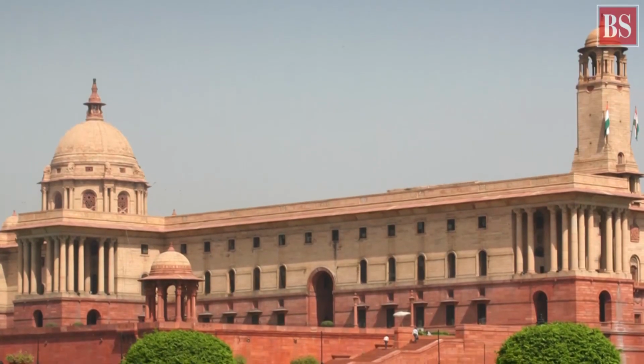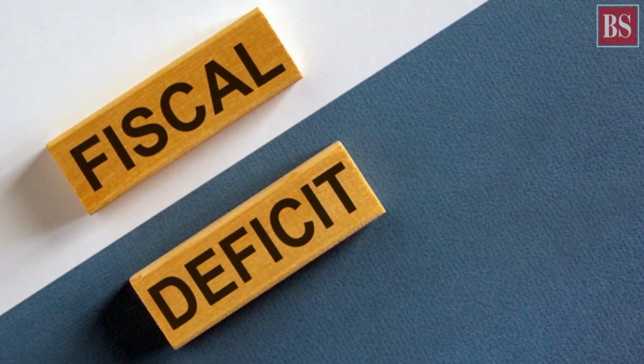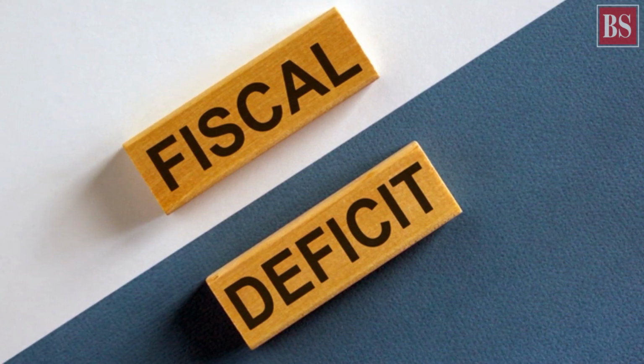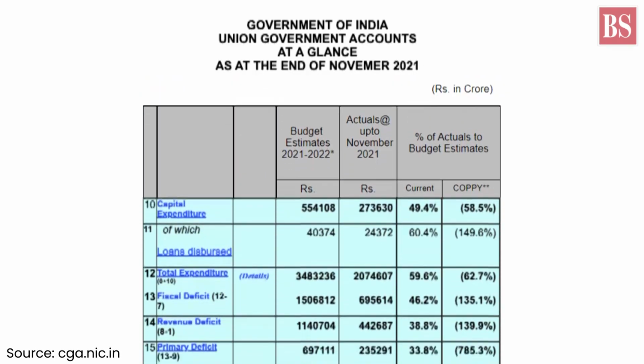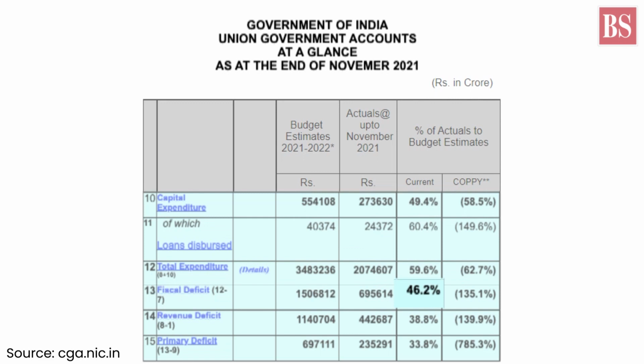The central government's fiscal deficit for April to November 2021, the first 8 months of the current financial year, narrowed to 46.2% of the annual budget target, helped by a rise in tax collections, official data showed recently. In actual terms, the deficit stood at Rs 6.96 trillion at the end of November 2021 against the annual estimate of Rs 15.06 trillion, according to the Controller General of Accounts.